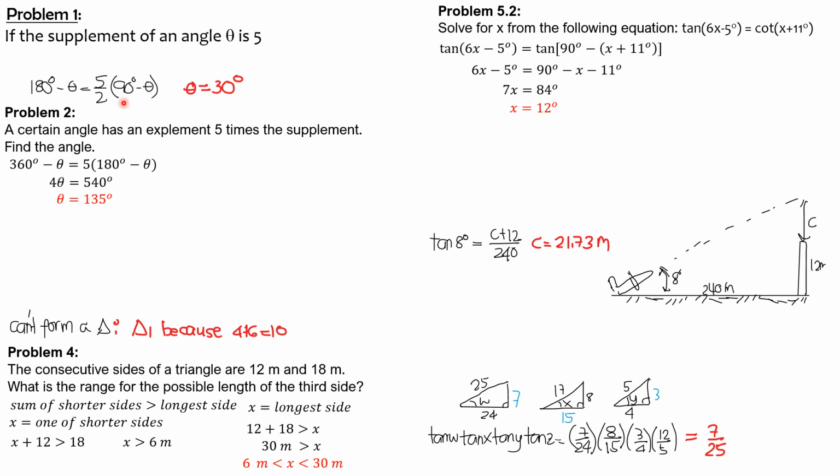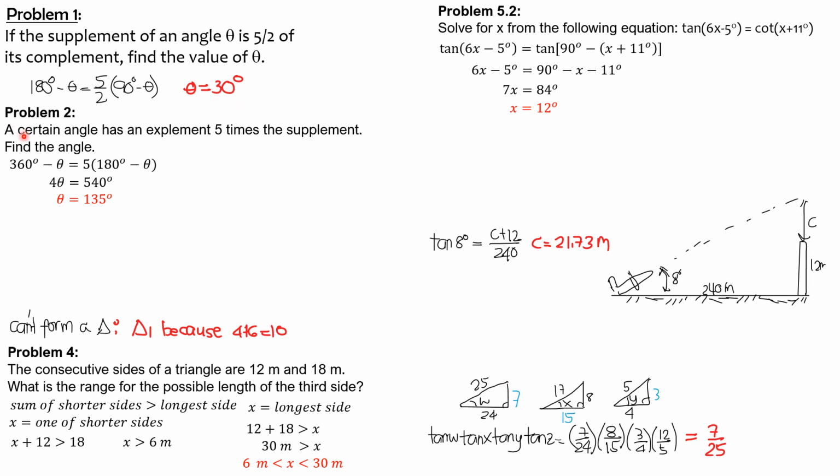If the supplement of an angle theta is 5 halves of its complement, find the value of theta. So the supplement of theta is 180 degrees minus theta. Then it is equal to 5 halves of its complement. So 5 halves, the complement of theta is 90 degrees minus theta. Solving for theta with your high-tech calculator, you'll get theta equals 30 degrees.